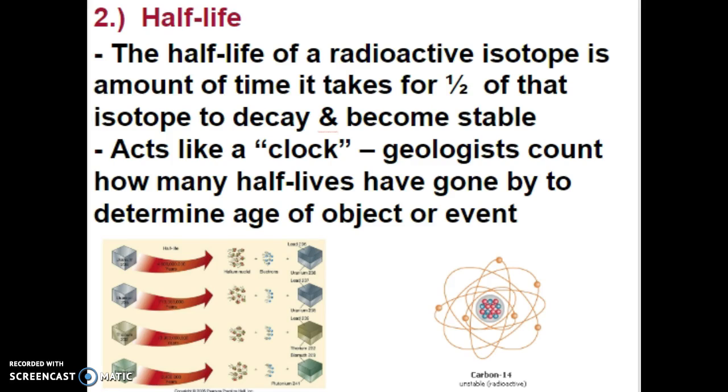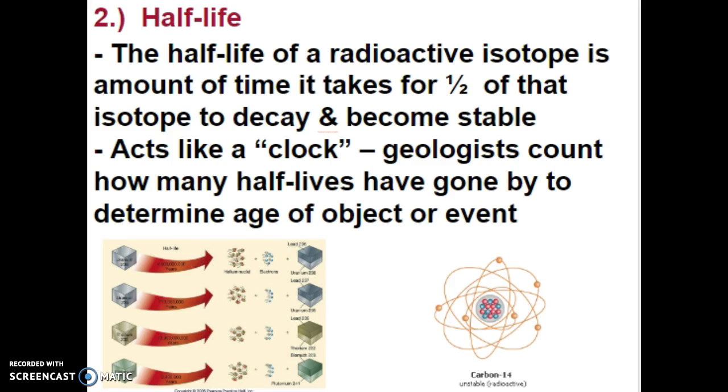The half-life of an isotope is the amount of time it takes for half of that isotope to decay and become stable. All radioactive isotopes don't want to be radioactive. They want to be normal, they want to be stable. And the reason why they're not normal and stable is because they have extra particles. And so radioactive isotopes will shake and vibrate and wiggle and throw off their extra particles at a very constant rate, like a clock. So geologists can count how many half-lives have gone by, seeing how much radioactive versus how many stable elements there are in that object or event.